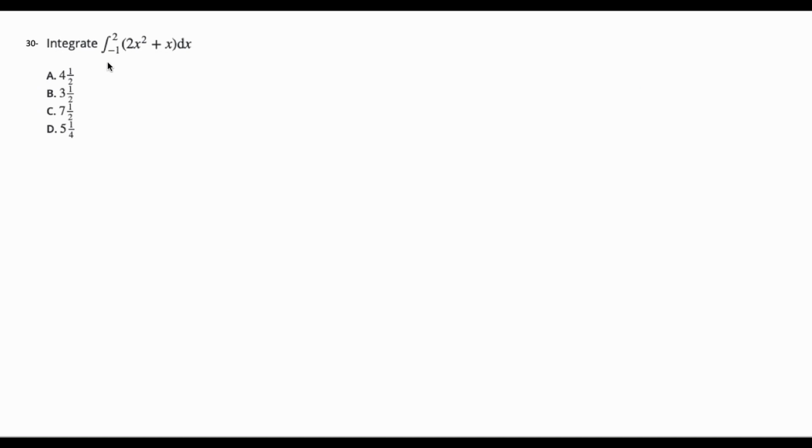Question 30 says integrate 2x squared plus x with respect to x between the limits minus 1 and 2. So first, let's remind ourselves of how we integrate. If we have x raised to power n, to integrate this with respect to x, first we add 1 to our power here, so n plus 1, and then we divide by the new power, n plus 1.